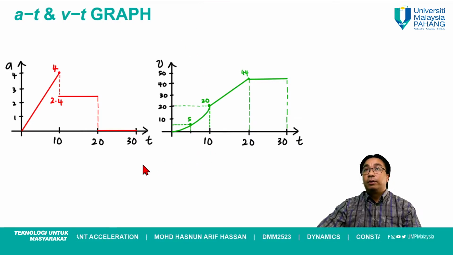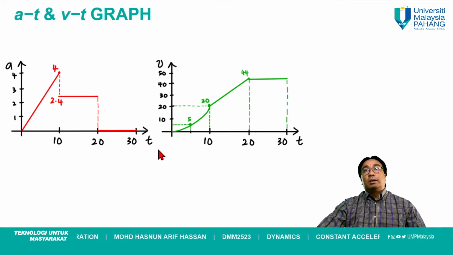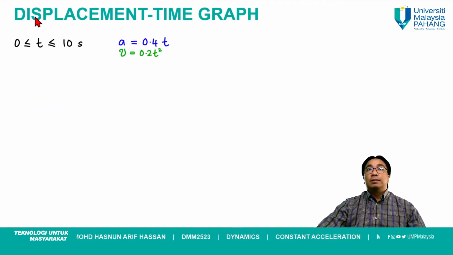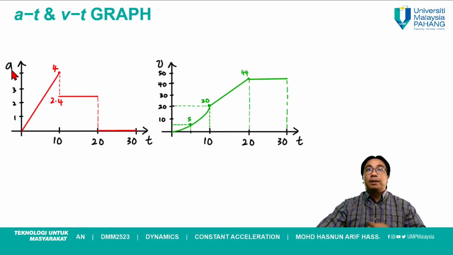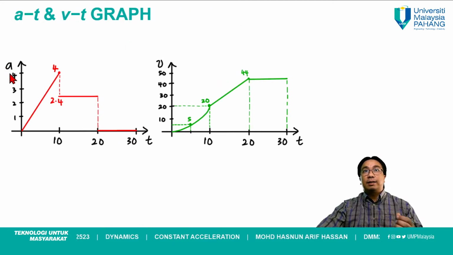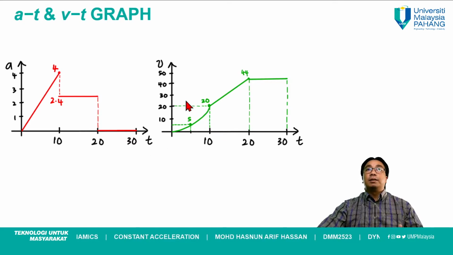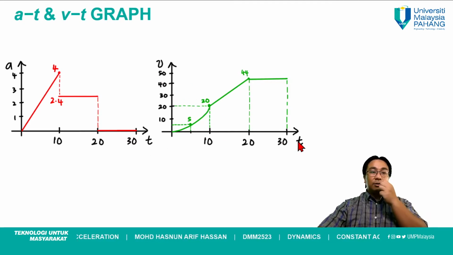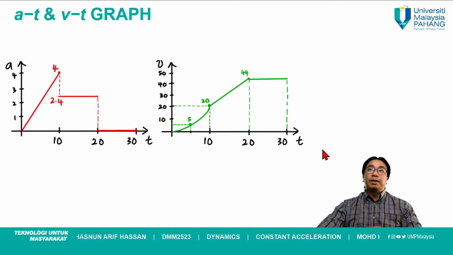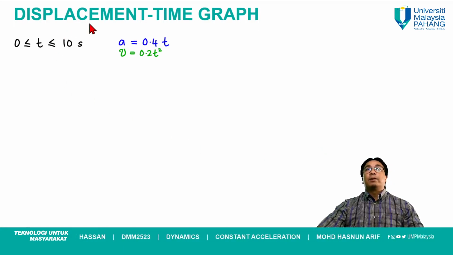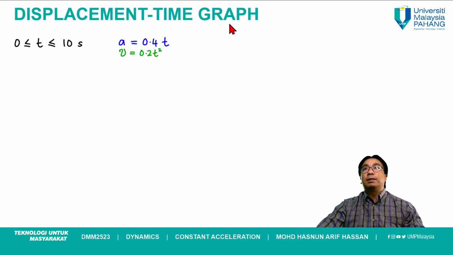We have one more graph to draw, which is the displacement time graph. Okay, kalau you tengok tadi, kita dah lukis AT graph, acceleration lawan time. Kita dah lukis velocity lawan time. Now kita nak draw displacement S lawan time. Yang ni kita belum lukis lagi. Okay, so let's look at displacement time graph.